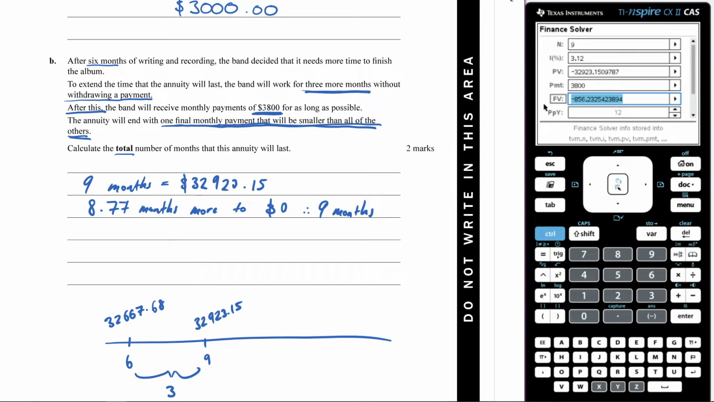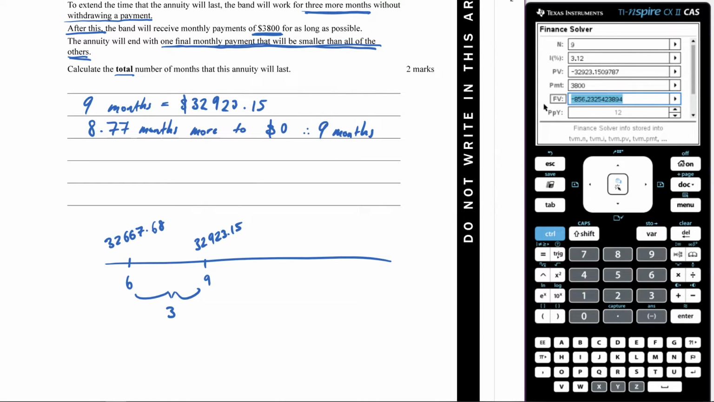Okay, so just to make this abundantly clear, and this is where the timeline helps us out as well, we're going 9 months more in the future. So now we're at 18, and after that, we've hit $0.